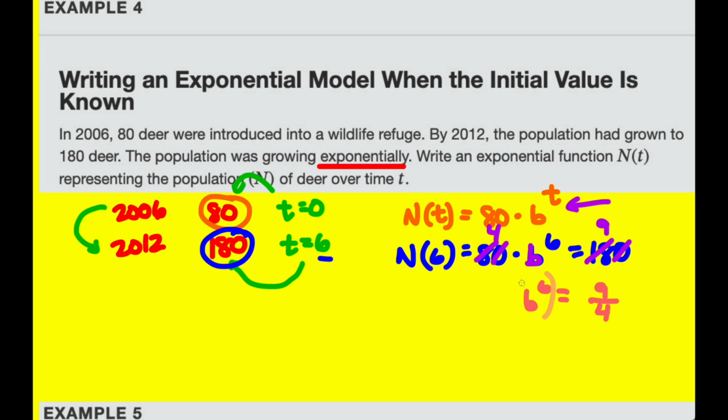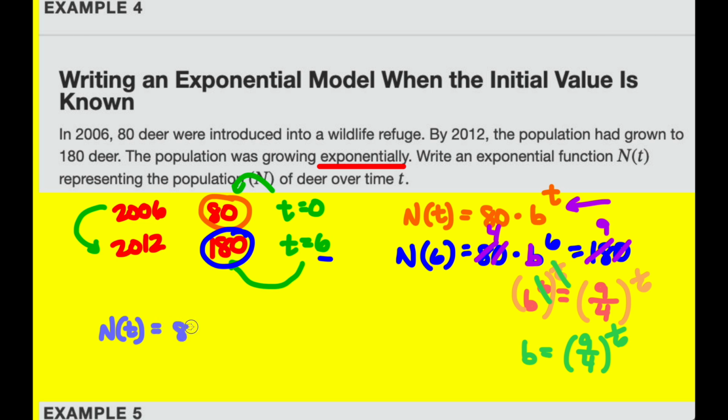I'm going to raise this both to the 1/6 power, because if it's b to the 6th to the 1/6, it's going to cancel out the 6 and the 1/6, and you'll just have b. Should remember that from previous math classes. This cancels with this, and you're going to have b is equal to 9/4 to the 1/6 power. I don't know what that is. You're going to have to throw it in your calculator. It doesn't say how to round on this, so I'm just going to round to 3 decimal places.